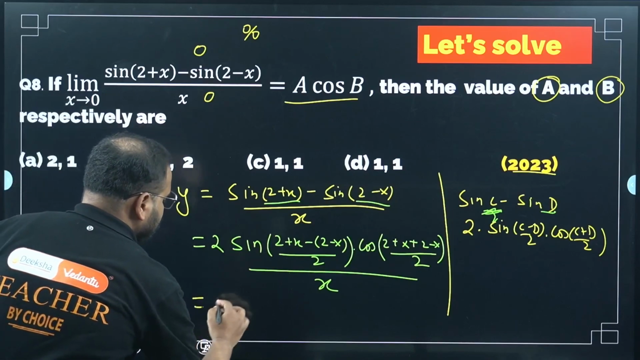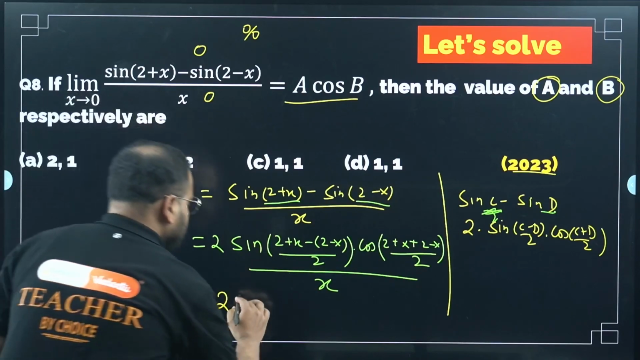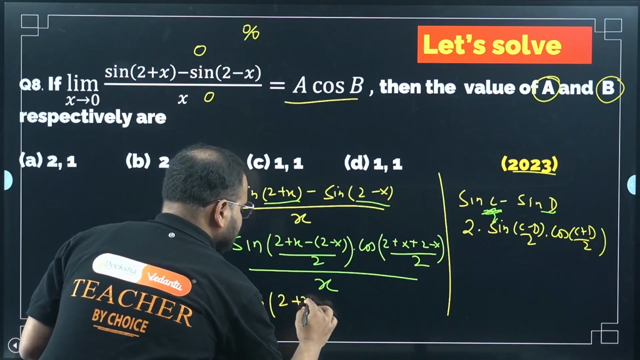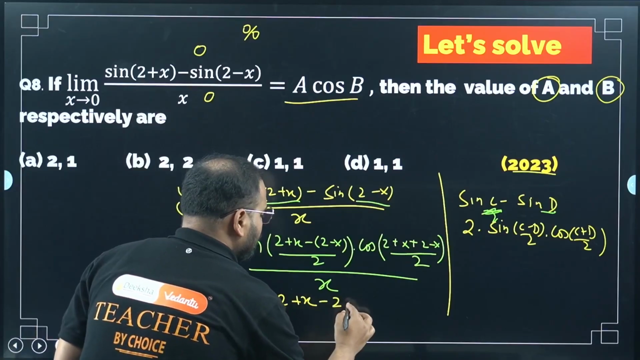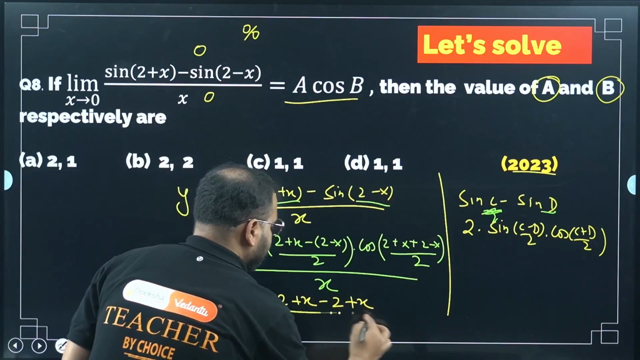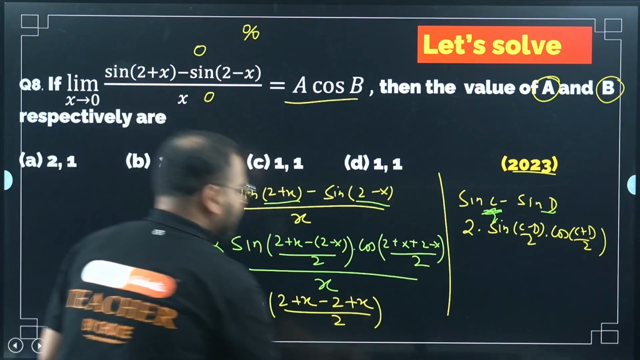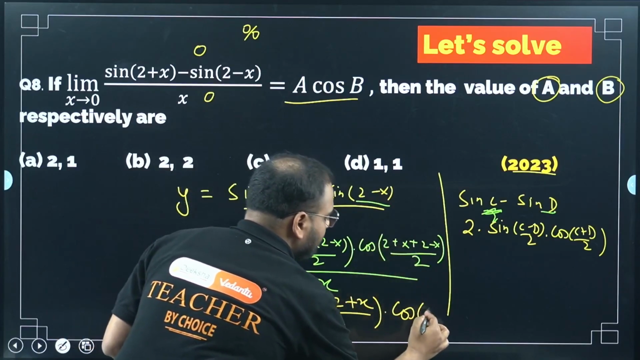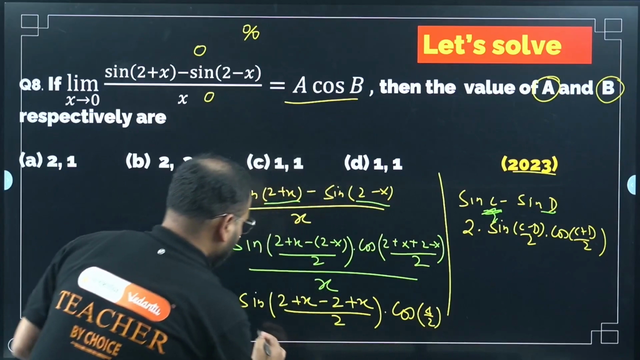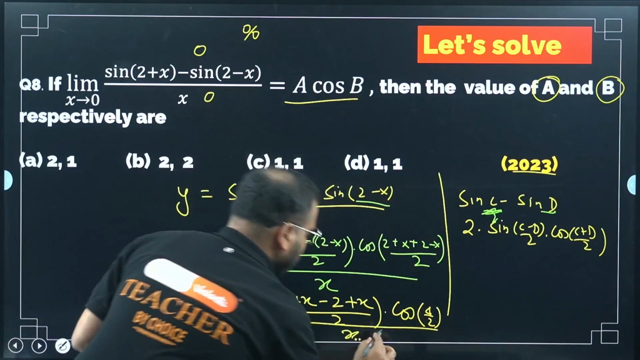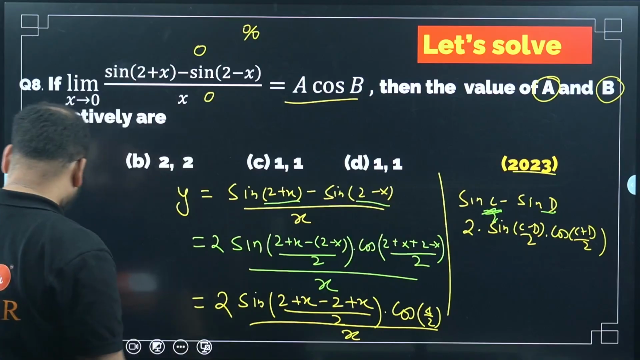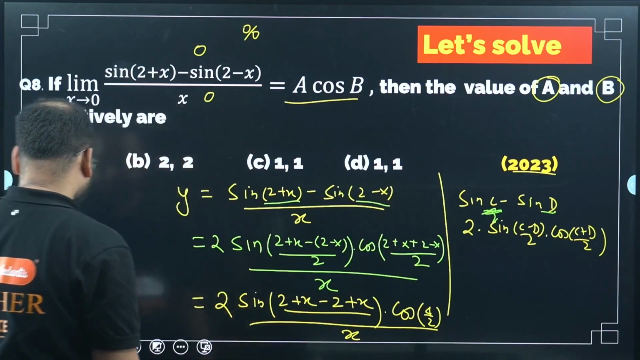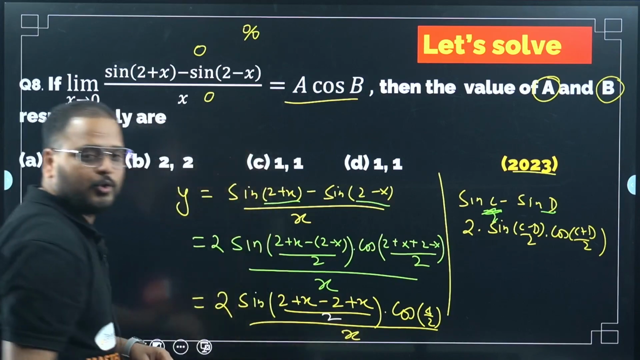So I can write this as 2 sine, 2 plus x minus 2 plus x by 2 times cos, this will be simply 4 by 2, whole thing divided by x, whole thing divided by x is visible, right? This 2 is not visible sir, this 2 is there, there's a 2 there, correct?